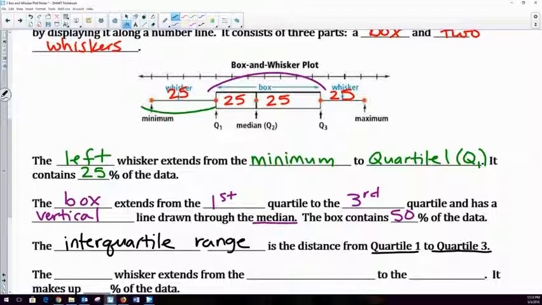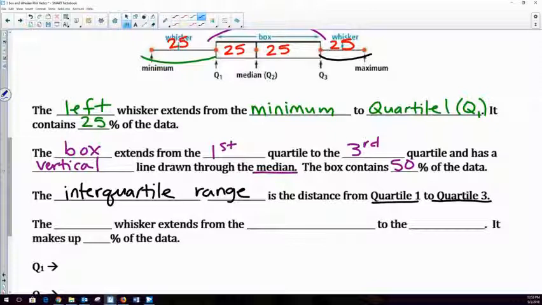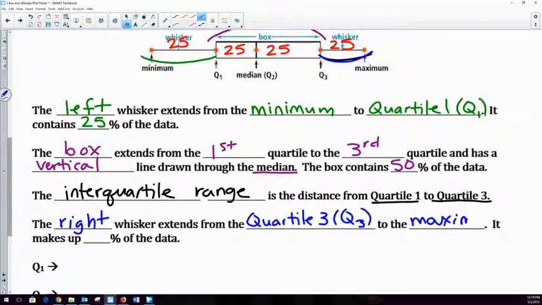The final part, the right whisker. The right whisker over here, sorry about that. That one extends from quartile 3, also known as Q3, all the way to your maximum value. Just like your left whisker, it makes up 25% of your data.